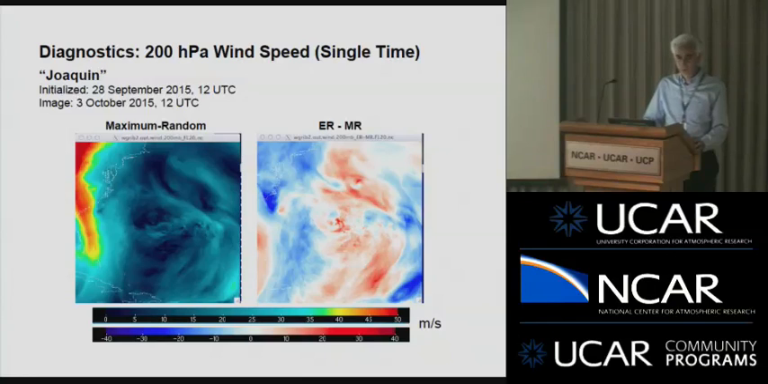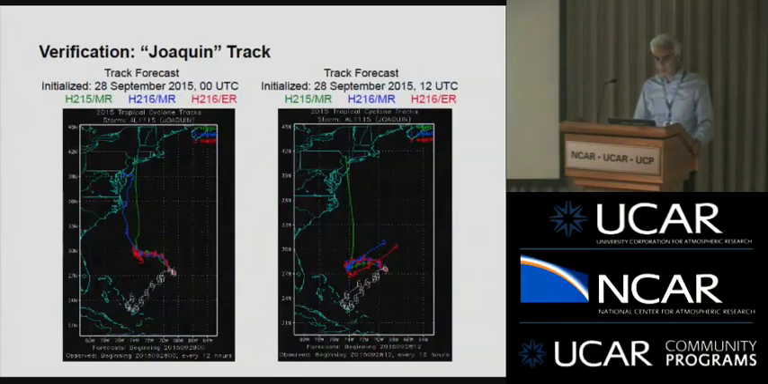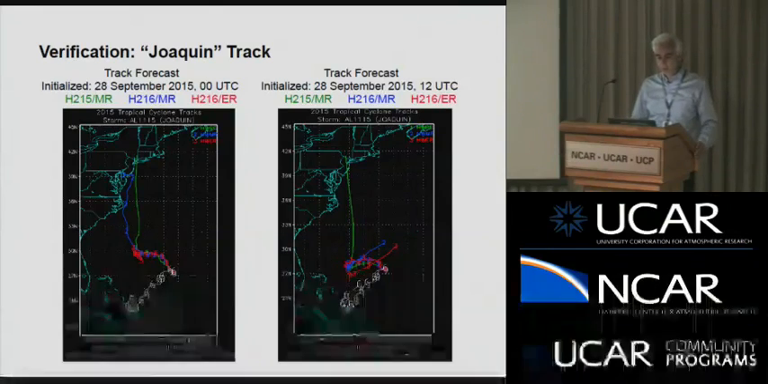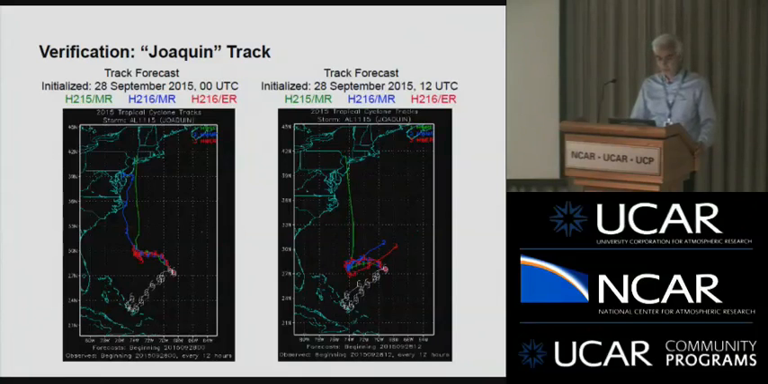So this does lead into the next set of plots, which will show us the verification of the track and the intensity for a couple of cycles. So these are for two cycles initialized at slightly different times. Now in these plots, the white is the verification, where the storm actually was. And we're showing three model results in these plots. The 2015 model result, which was just archived, we did not run that, is in green. And the result of our two experiments for the MR overlap is in blue, and for the ER overlap is in red.